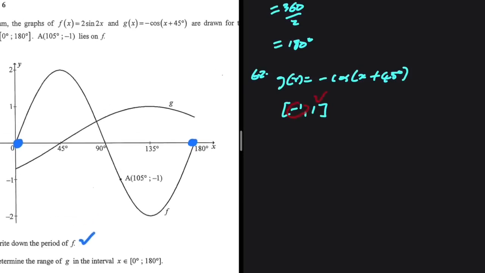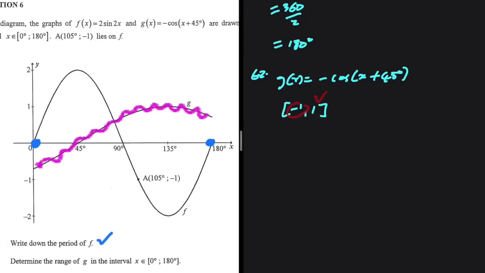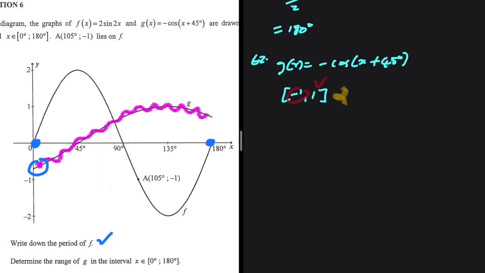Let's look at g of x. So this is g of x. If you look at the lowest value, g of x doesn't touch minus 1. So if you write your range in this way, it will be incorrect. You actually have to calculate that value. And as you can see from the sketch, it is clearly not equal to minus 1. So let's go ahead and find that value.